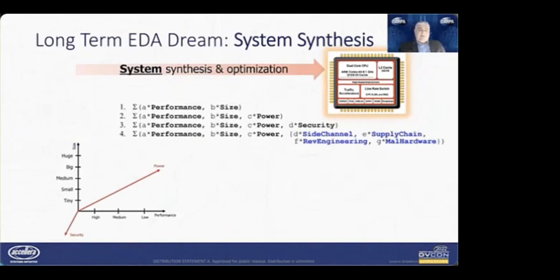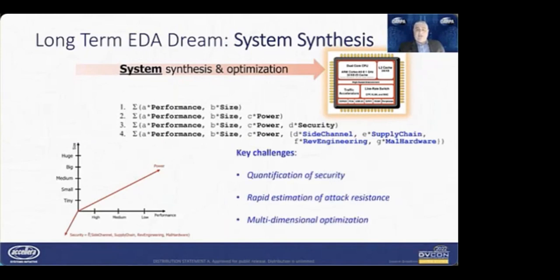But if we further dissect security into a subset of attack surfaces, then you see, oh, there's more than one attack surface. And so now we have a really complex multi-dimensional synthesis and optimization problem to address. The key challenges here are that security is very hard to quantify or model. How do you estimate the degree of resistivity to attacks of one architecture versus another? And how do you optimize on 4 to 7 dimensions?